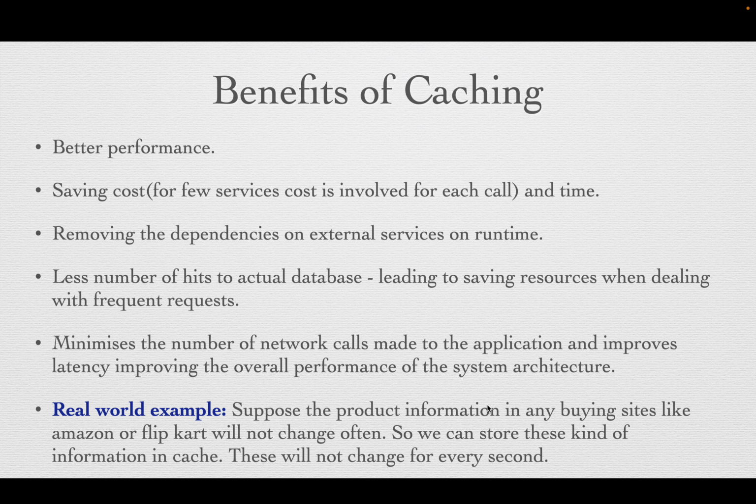Why are we storing that product information in the cache? It is because the product information will not change every second. If I have some product, the product description is not going to change every second, so I can store that product information in my cache to make my application more efficient and perform really better. Now we know why we need caching and what the benefits of caching are.